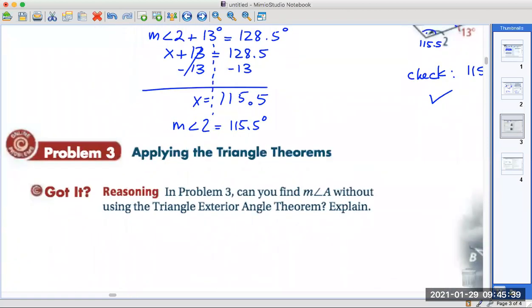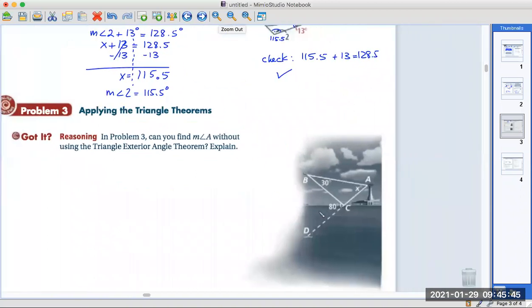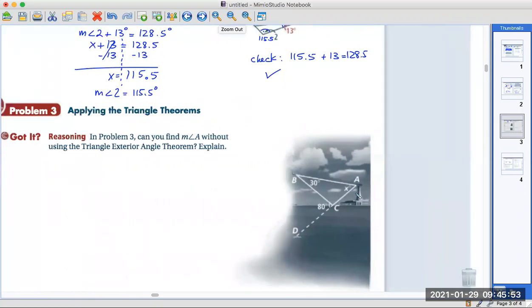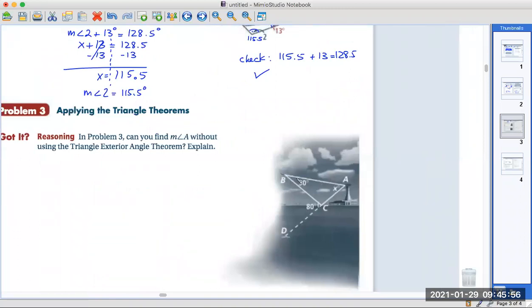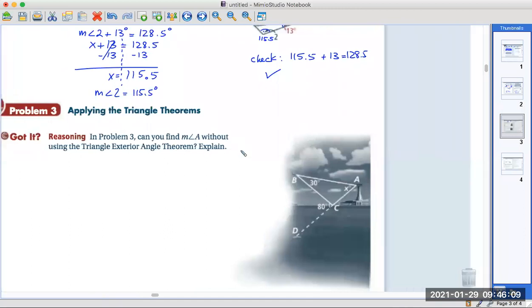And now let's look for an application. What is this here? This looks like a tower at an airport, right? Oh, I see, there's an airplane. It's landing, flying into the airport. And this is the tower that watches all the air traffic. Very important job. And so what's the question asked? In problem 3, can you find measure angle A? Where is it? Oh, here, this one. Without using the triangle exterior angle theorem.